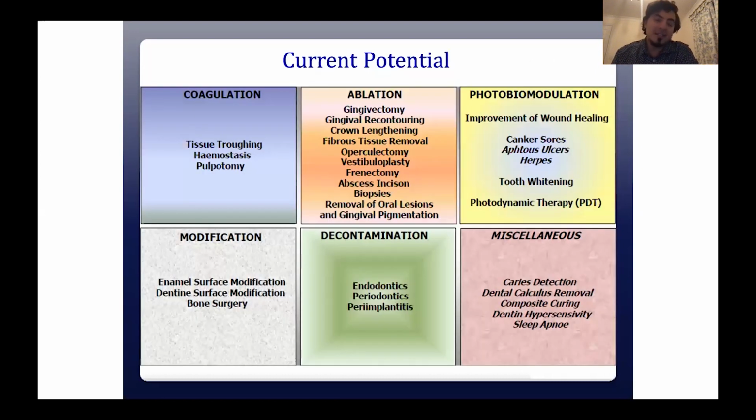Why would you use lasers in dentistry? So these are all the procedures that you could potentially ever need a laser for. And this is something that we'll be looking into a few times today and tomorrow, because it summarizes a lot of the important procedures. And it's everything from coagulation, ablation or cutting, photobiomodulation, which is disinfection as well as decontamination, modified applications or miscellaneous applications.